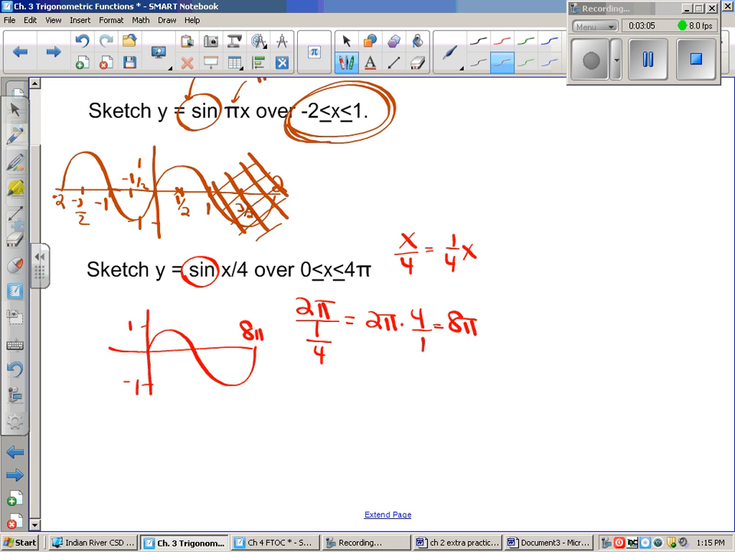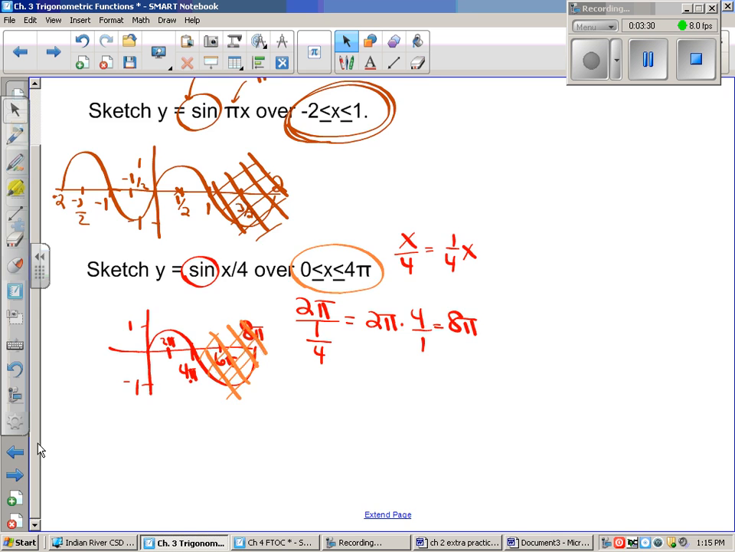So this is the entire graph, completed by 8 pi. So halfway would be 4 pi, half again would be 2 pi. 2 pi, 4 pi, 6 pi, right? That's how we would complete that. But once again, when we look at the domain that they're asking for, they only want from 0 to 4 pi, so therefore we don't need this section over here, and that completes that graph. Hopefully that makes sense to you.